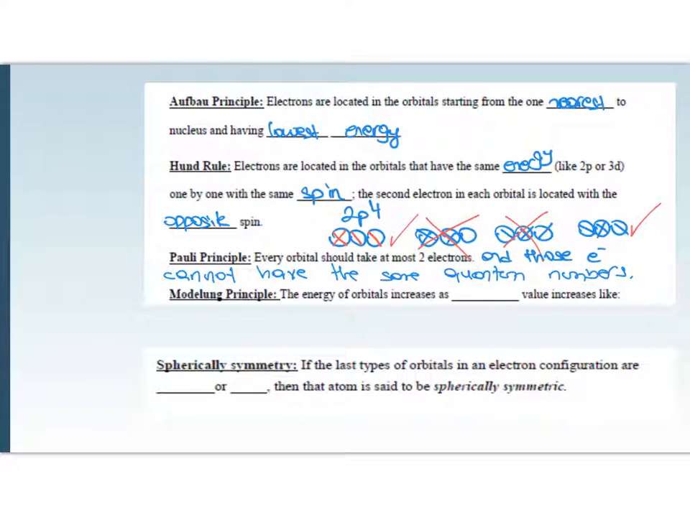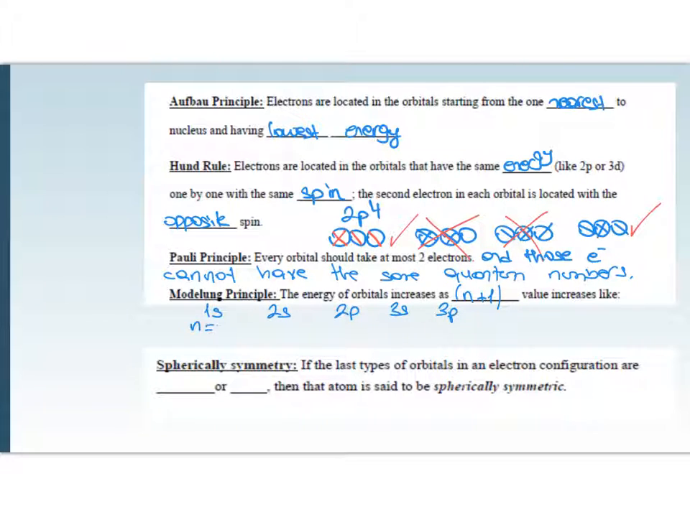The fourth one is the Madelung principle. The energy of an orbital increases as the n plus L value increases. So which I mean, for example, you have 1s, 2s, 2p, 3s, and 3p.